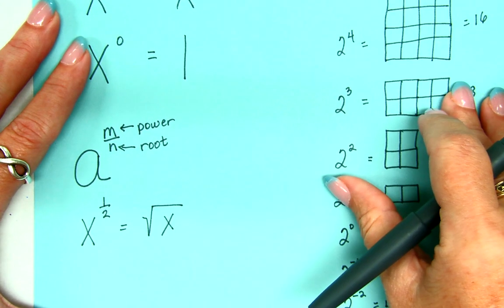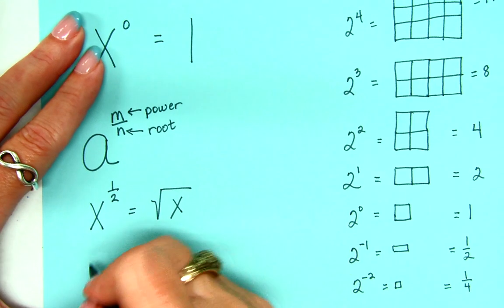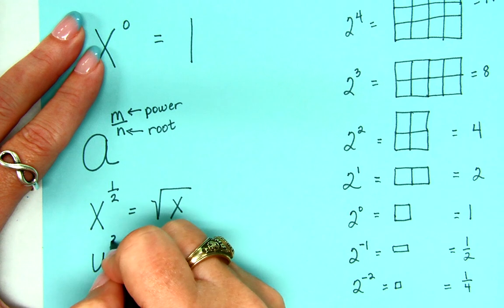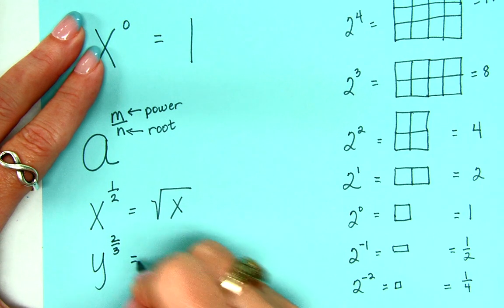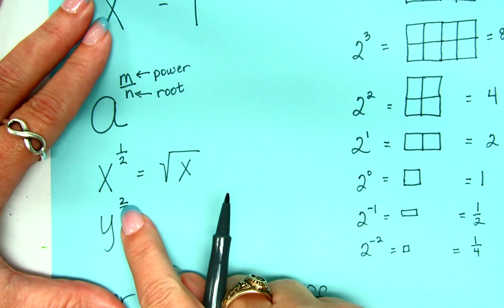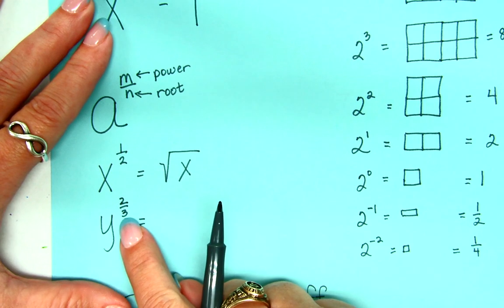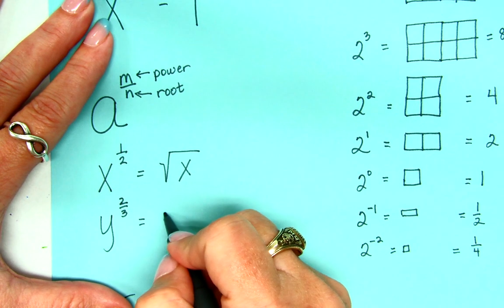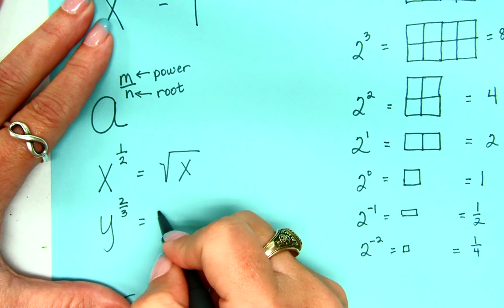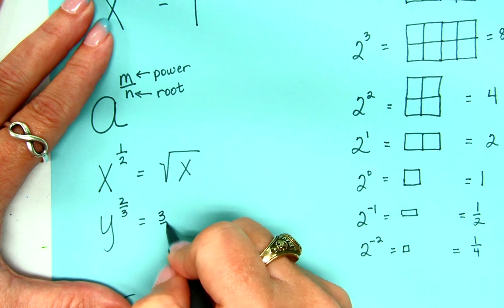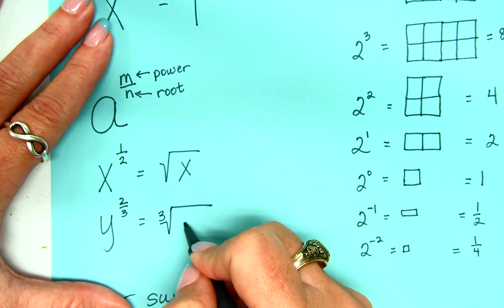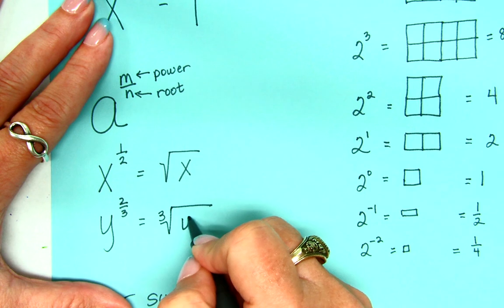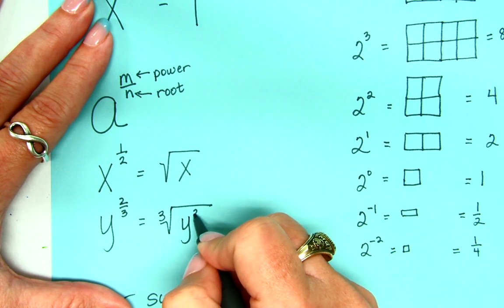Does that make sense? And if I had y to the 2/3 power, the 2 is the power, the 3 is the root. So what am I actually doing? What kind of root am I taking? A cube root of what? Y squared, yes.